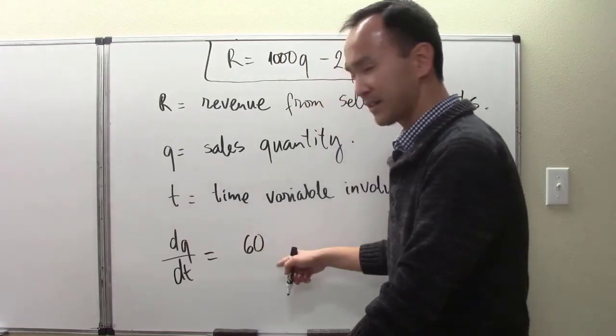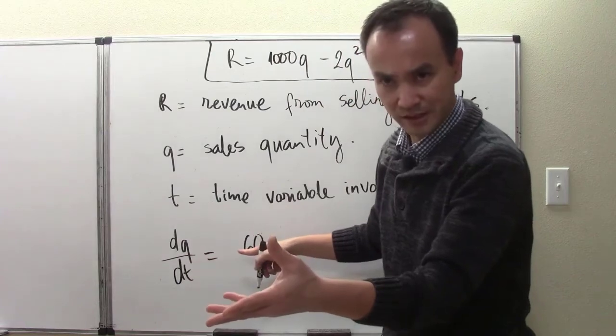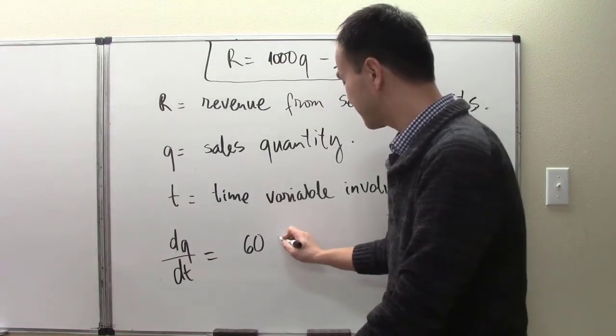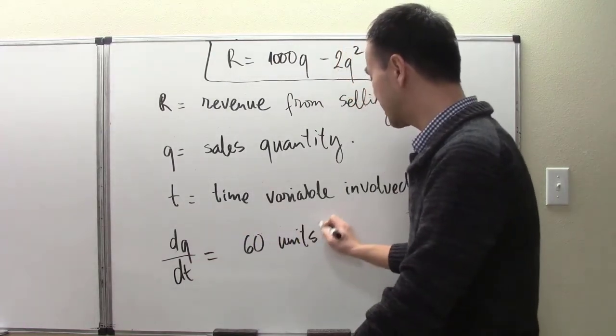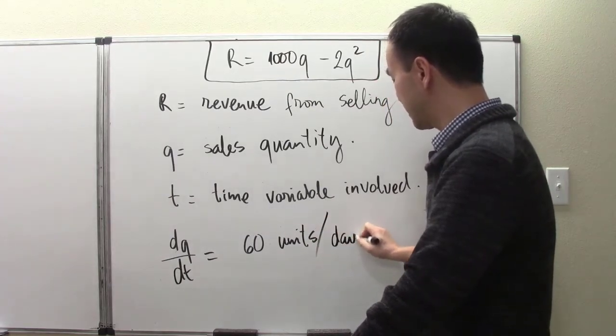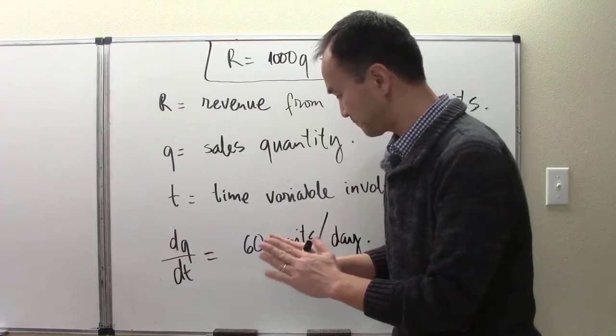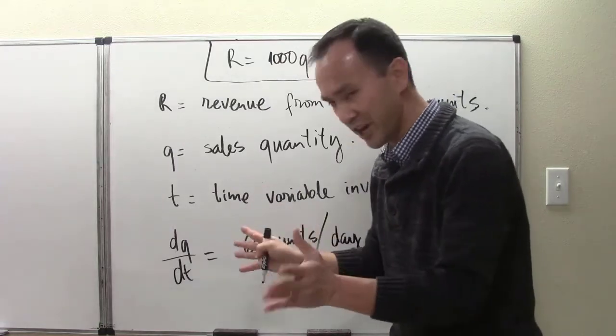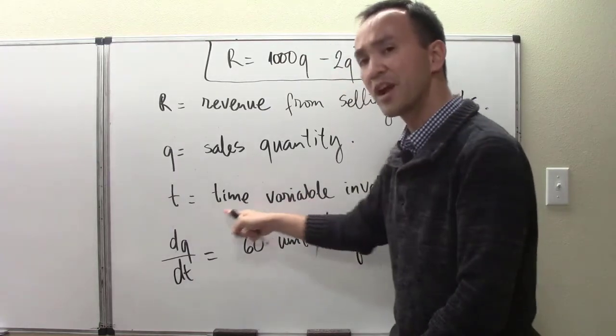60 units per day. That's the units per day. But in a more general understanding, I see this as a rate of change here.